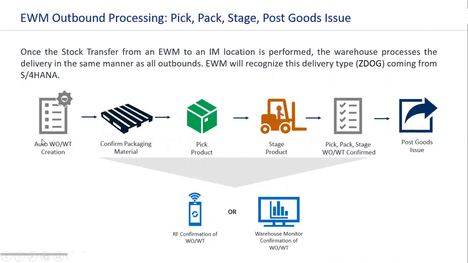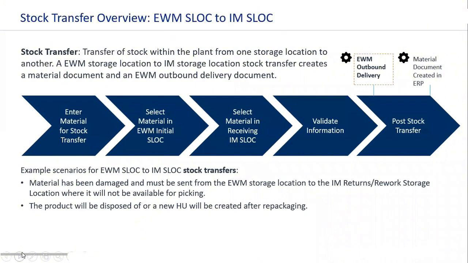And that's just highlighting the same process. And EWM would recognize the outbound delivery type as ZDOG coming from S4HANA. So just a couple of examples where this might be done. Material's been damaged and must be sent from the EWM storage location to the IM returns or rework storage location where it wouldn't be available for picking. So the product would either be disposed of or a new handling unit would be created after repackaging.